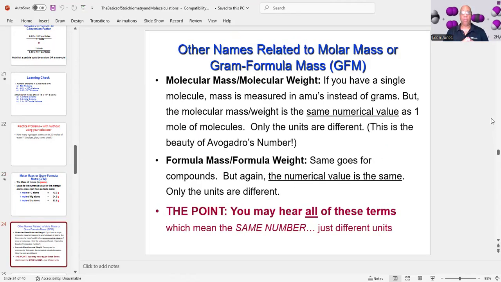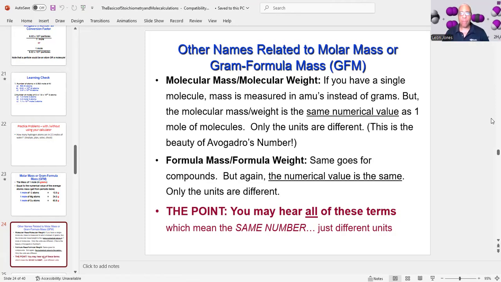Now, other names related to molar mass are the gram formula mass. I like to call it the gram formula mass. It sounds much better. So we have the molecular mass, molecular weight. If you have a single molecule, mass is measured in AMUs instead of grams. But the molecular mass or weight is the same numerical value as 1 mole of molecules. Only the units are different.